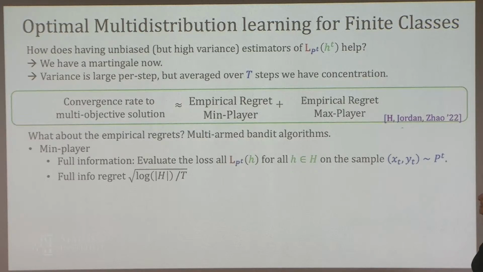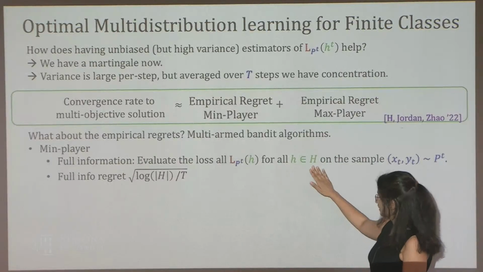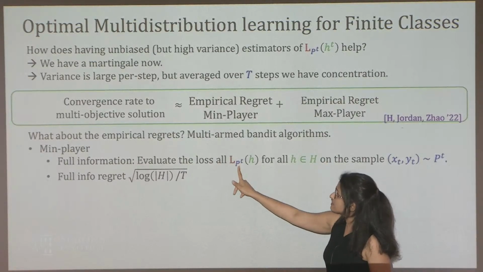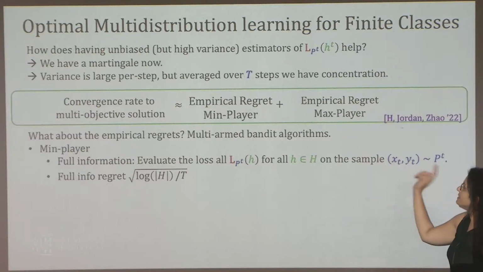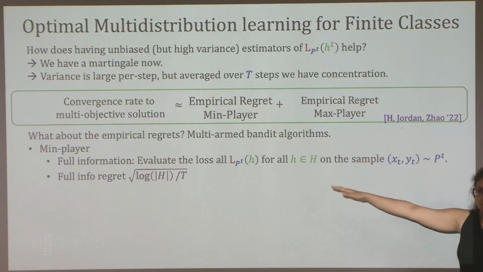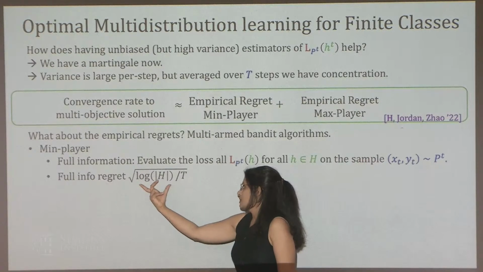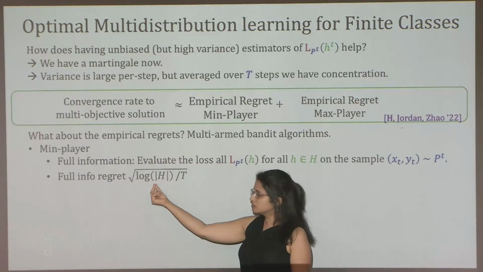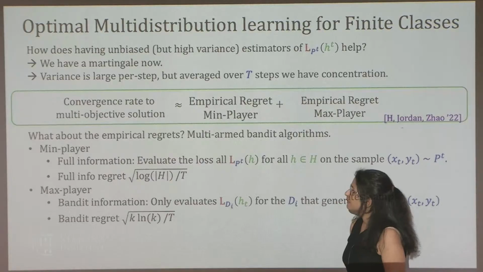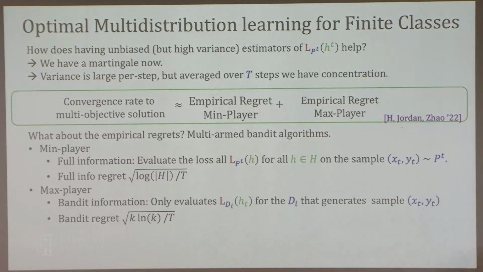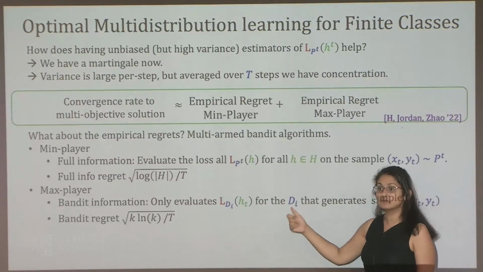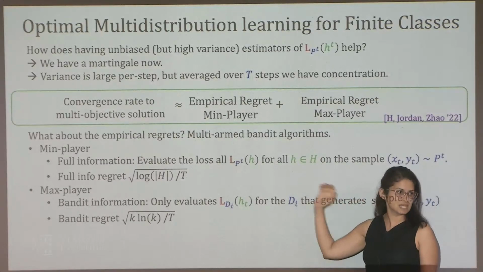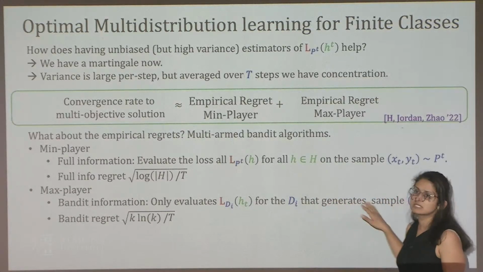For the minimizing player, essentially I'm in a full information setting where I have many different functions, and I take a single sample and I evaluate every function on that sample, and that gives me an unbiased estimator of all of these functions. Since it's full information, the regret scales logarithmically in the number of options available to you, so that's log of H. The maximizing player is in a bandit information setting because at a given time, the sample it's taking comes from only one distribution, so it doesn't really know what's happening on the other ones. But for that one distribution, it still has an unbiased estimator.